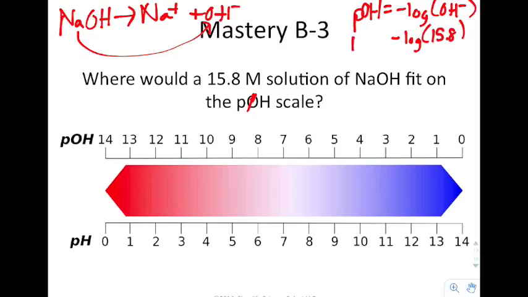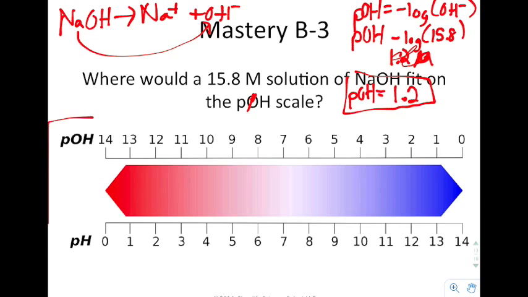So when we take the pOH of this number, the negative log of 15.8, we end up getting a pretty small number, a value of about 1.2, which makes sense. 1.2, not 1.2 molar. This makes sense because this is a pretty strong base. This is almost as strong a base as you can possibly have. But this question is asking me about the pH scale, and that's why you're given this graphic right here.